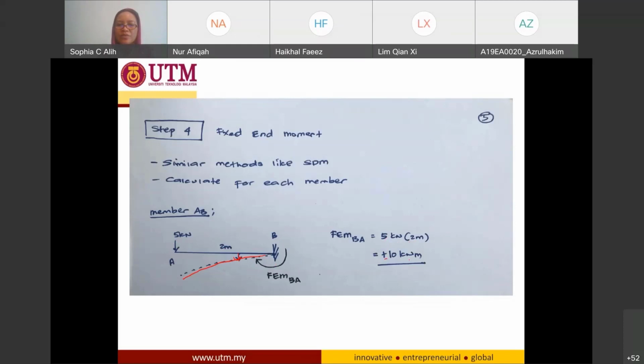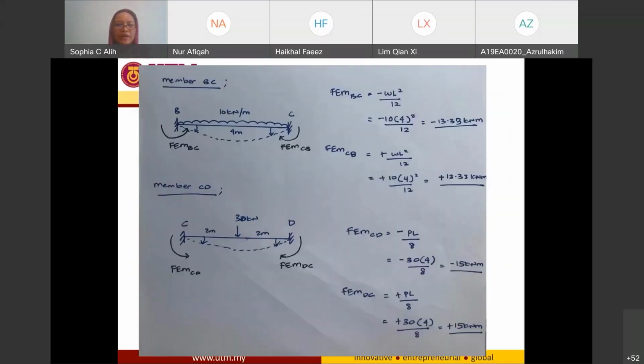So 5 times 2 is going to be 10 kilonewton meter. Now you have the FEM for member BC, also using a similar method to what you have already calculated before. You have the uniform distributed load, 10 kilonewton per meter, and due to this load, the deflection of the beam is going to follow this curve. In other words, at the end of your support, you have the deflection in the clockwise direction.